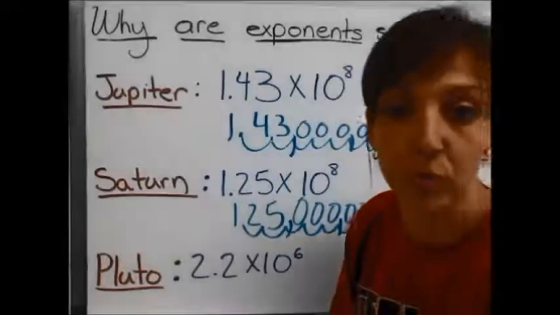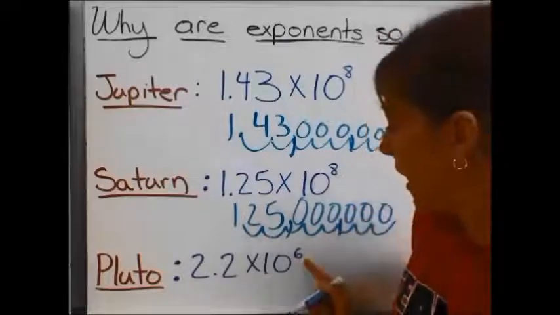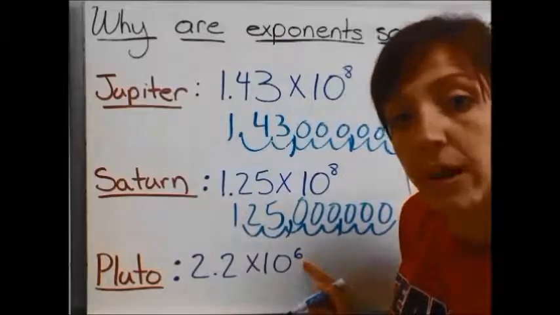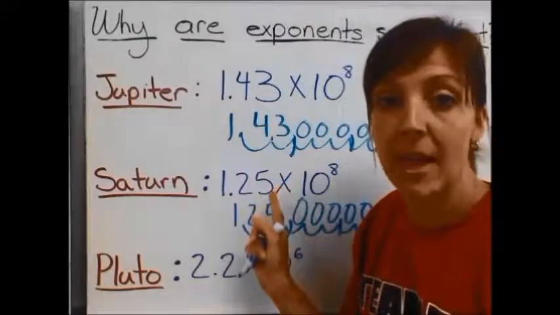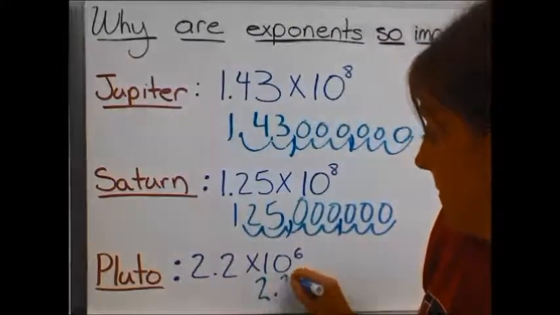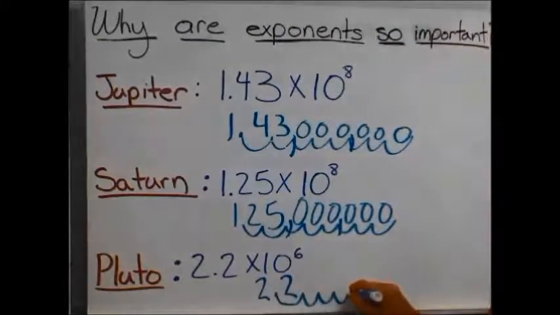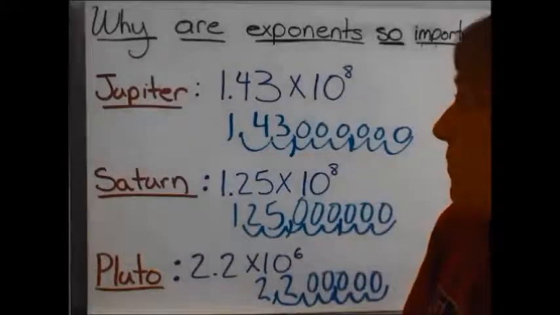And I can go to the last one, which is Pluto. 2 and 2 tenths times 10 to the 6th power. So I have a positive exponent. I know I'm moving to the right, but this time I'm only going to move 6 places to the right, whereas up here I moved 8 places to the right. 1, 2, 3, 4, 5, 6. And a comma and a comma. And I end up with 2,200,000, which is the smallest number out of the 3.